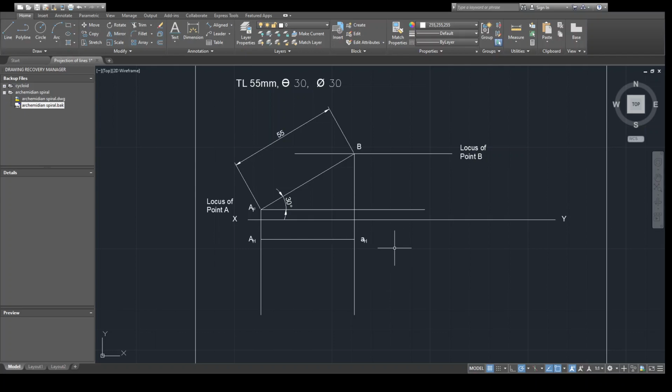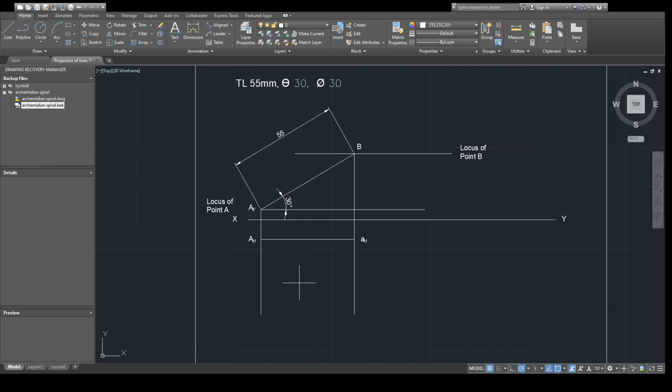Okay, so this is the first step. First we have imagined that the line is parallel to VP and inclined to HP. So this is the scenario. Now in the second case, we will imagine that the line is inclined to VP and parallel to HP. In that case, we can see true length and true inclination in the top view.